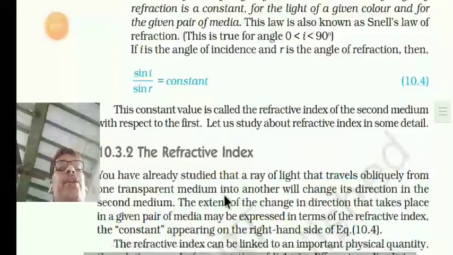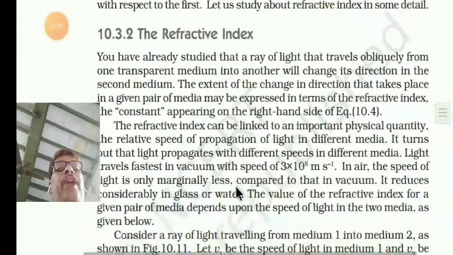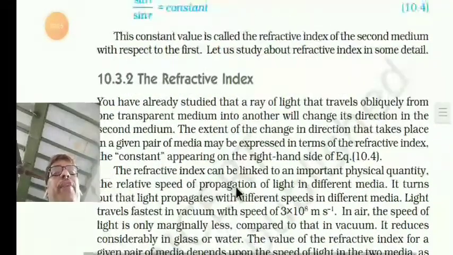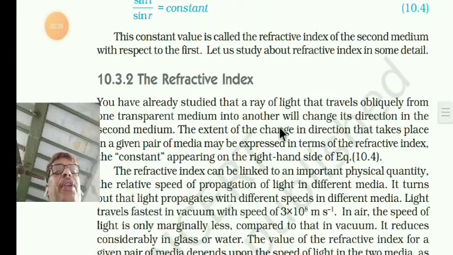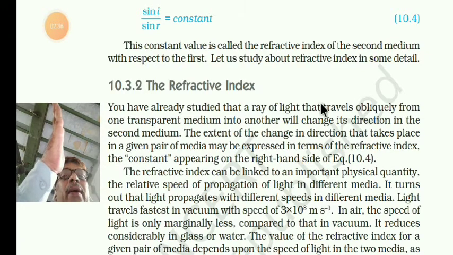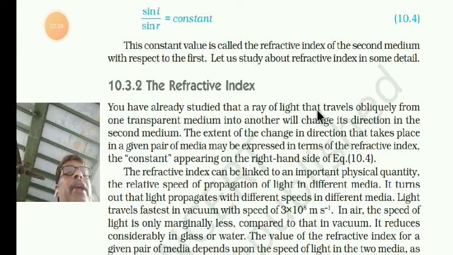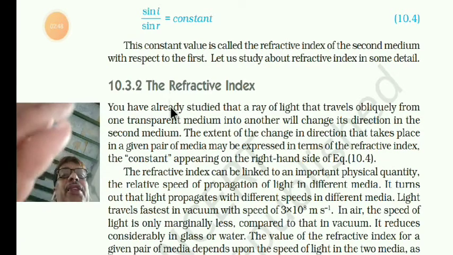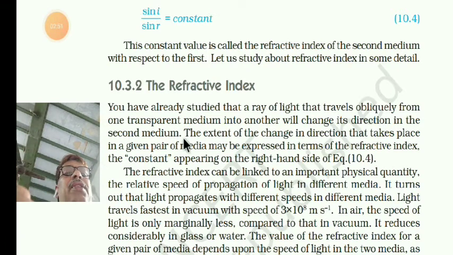Okay students, now we'll move on to the refractive index. What is refractive index? You have already studied that a ray of light that travels obliquely from one transparent medium to another will change its direction in the second medium. From the first medium to the second medium, the direction changes.